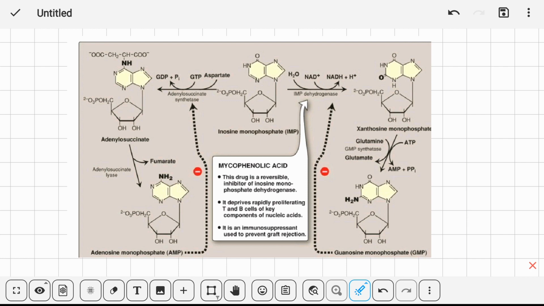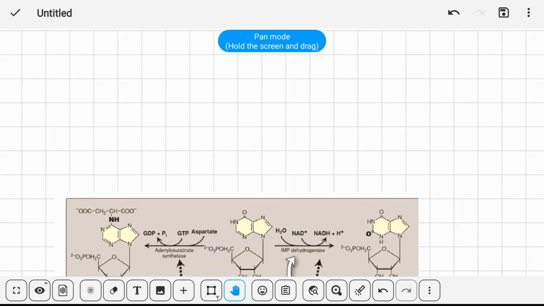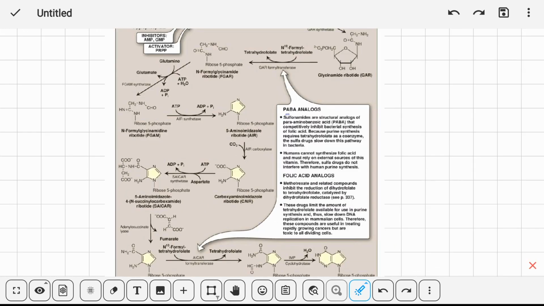Now let's have a quick look at the inhibitors of the process. Well, we have PABA analogues, which are basically sulfonamides. These are structural analogues of PABA, para-aminobenzoic acid. They inhibit the bacterial synthesis of folic acid. In bacteria, folic acid is synthesized in the body, and we know that folic acid is required here twice, this way.